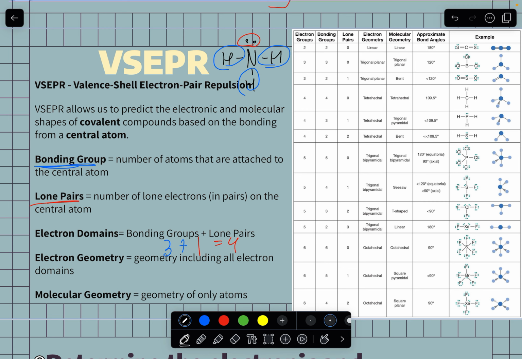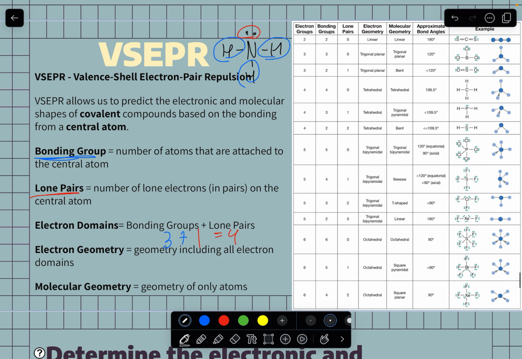Okay. And then we can figure out the electron geometry and molecular geometry. The electron geometry, we're looking at everything there. Molecular geometry, we're pretending that the lone pair of electrons is invisible. We can't see it. Okay. So either way, you're still going to use this chart. You're going to look for the 3 plus 1.